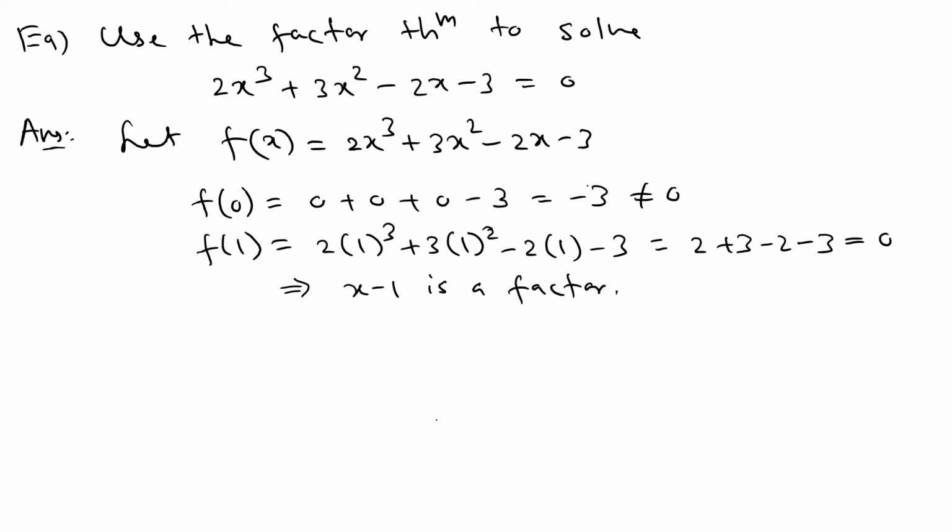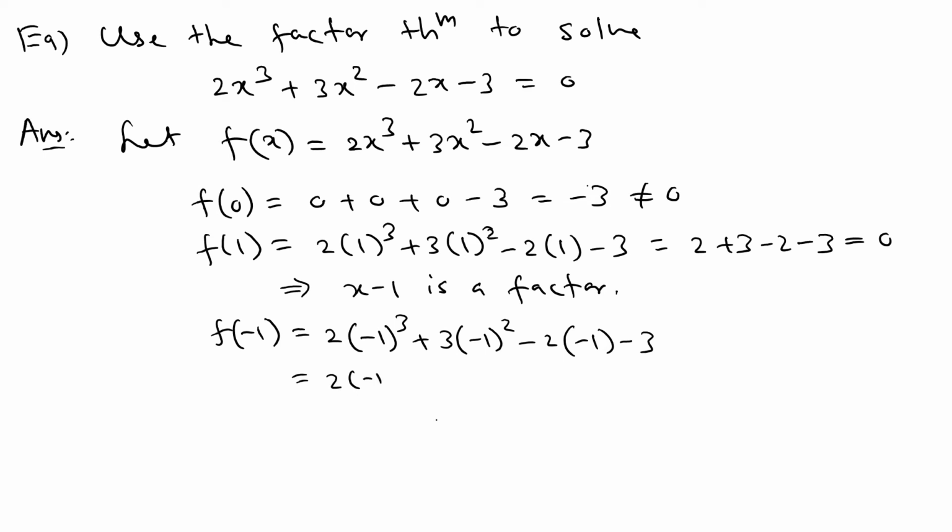So let's try more. How about negative 1 as well? This is always a good option to check. So 2 times negative 1 cubed, plus 3 times negative 1 squared, minus 2 times negative 1, minus 3. If you simplify, you get 2 times negative 1 here, plus, this is always positive, so 3, plus 2 minus 3, and then you can see that this is 0.